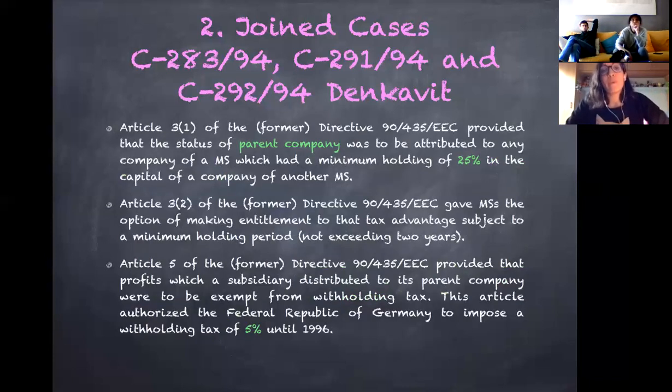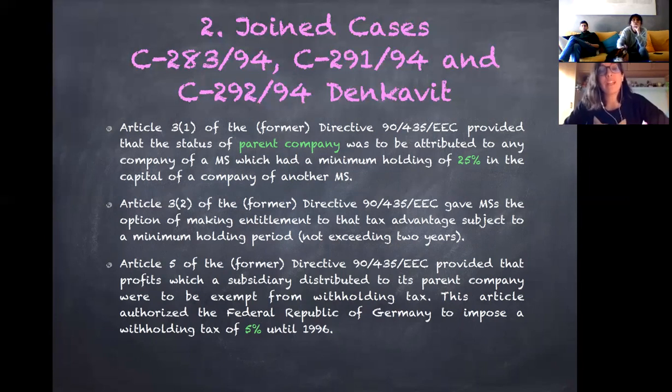Article 3.1 of the previous directive of the 90s provided that the status of parent company was to be attributed to any company of a member state which had a minimum holding of 25% in the capital of a company of another member state. As we have said before, in the current legislation, the percentage is 10% instead of 25%.